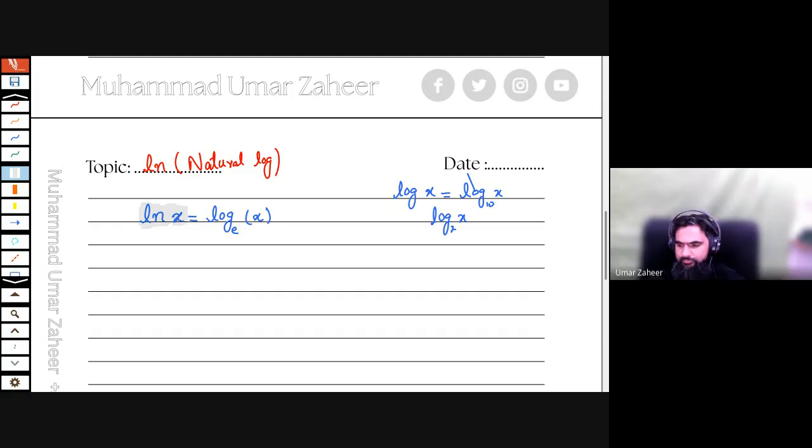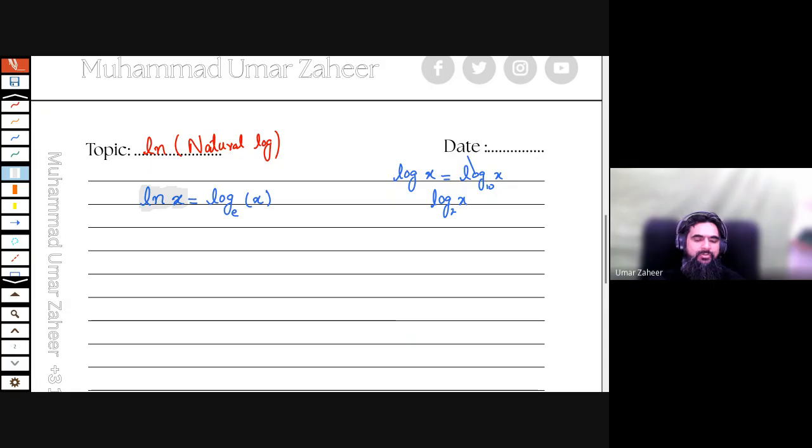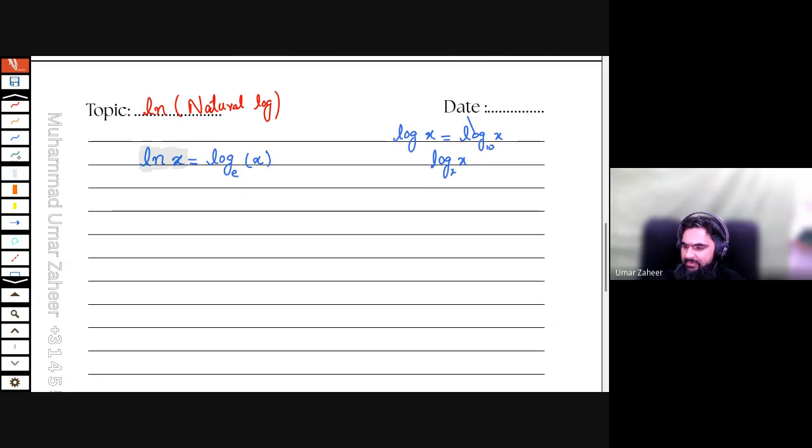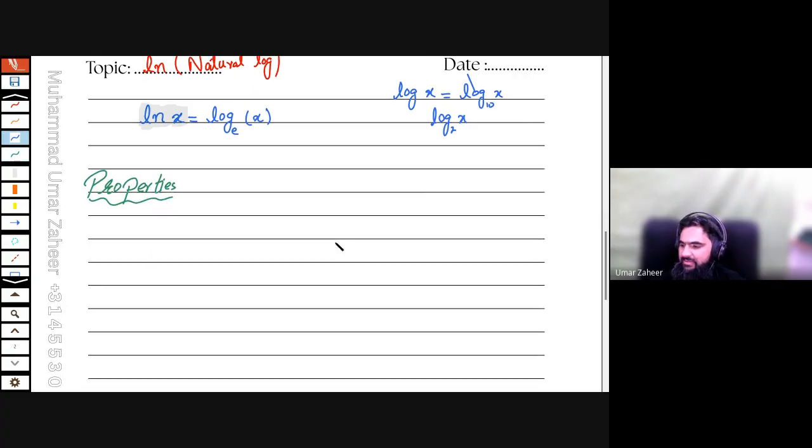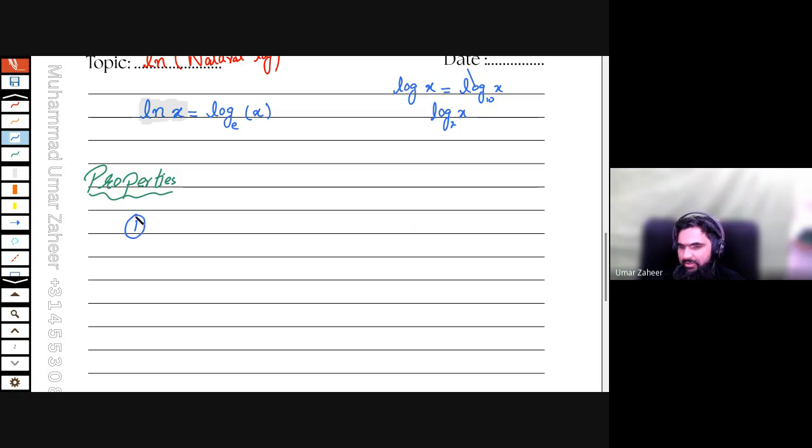Okay, we have some properties, obviously some properties because of natural log and some properties of log itself. We have to talk about those things. Properties. The first one, always remember, if you're going to be taking the natural log of any constant value, that is always zero.